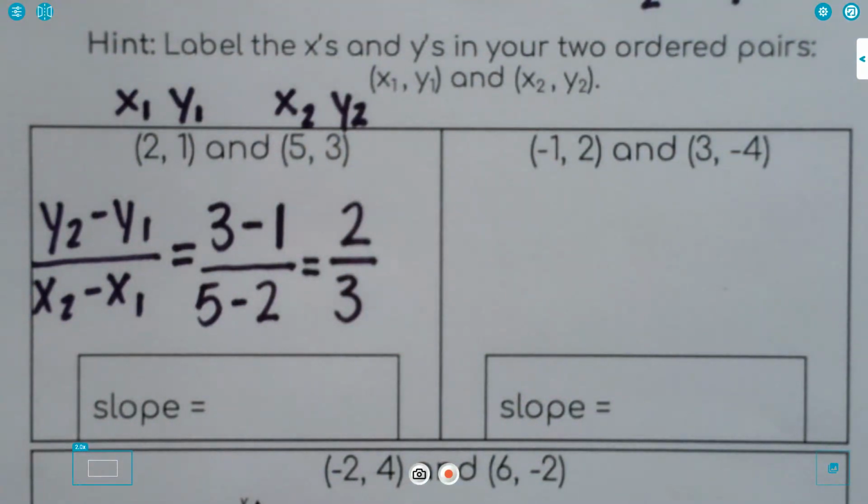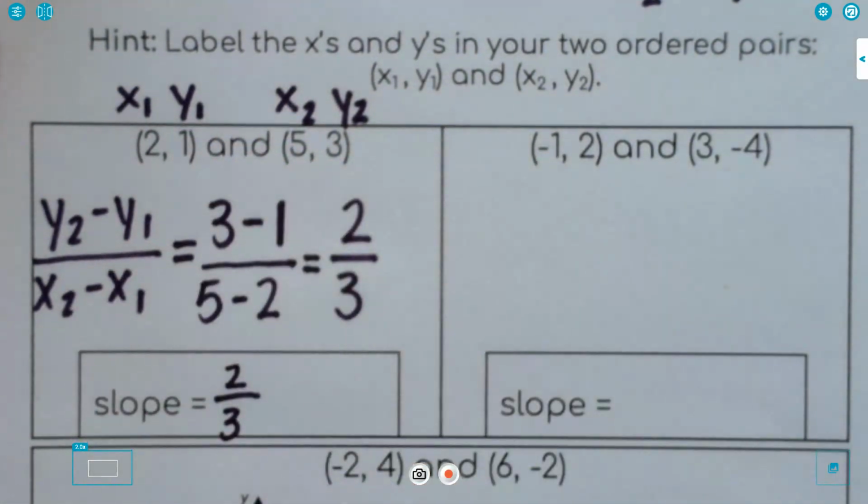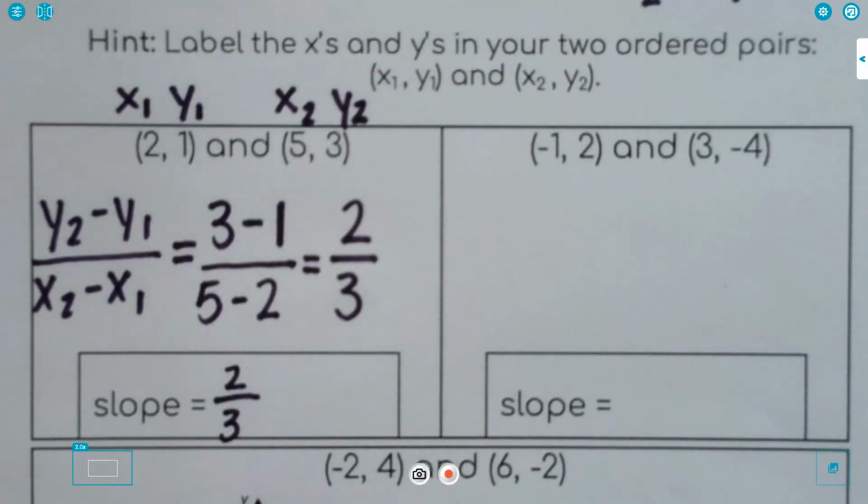And then we check and see if that can be reduced. Can we reduce 2/3 at all? No, there's nothing we can divide both 2 and 3 by. So our slope is 2/3, and then we are done.